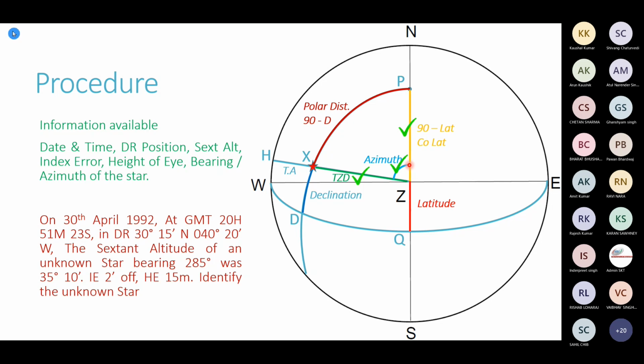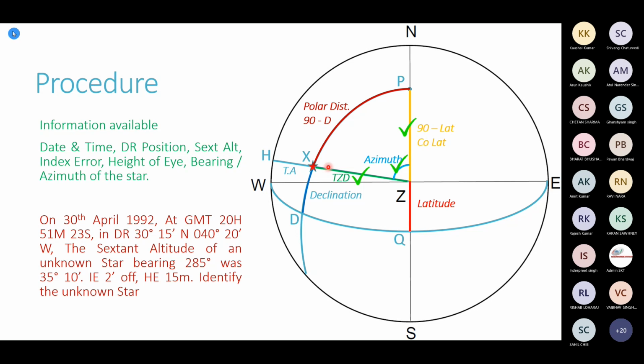So we have the triangle PZX, which is a spherical triangle. It is made on the surface of a sphere. All three sides are great circles. PZ side is the celestial meridian of the observer. PX side is the celestial meridian passing through the body. All celestial meridians are great circles. And side ZX is the vertical circle passing through the body, which is again a great circle. So triangle PZX is a spherical triangle.